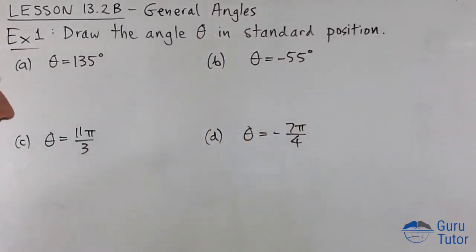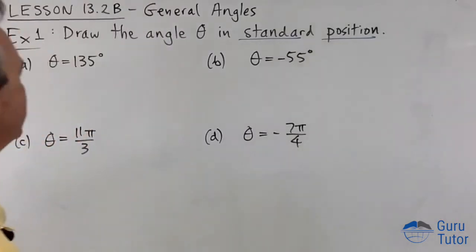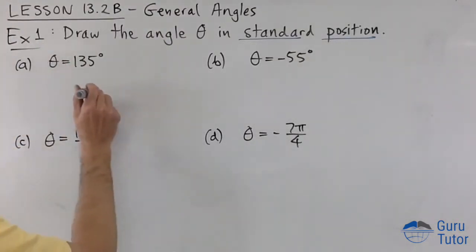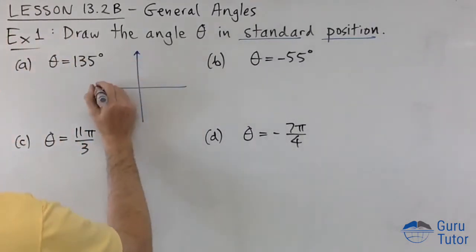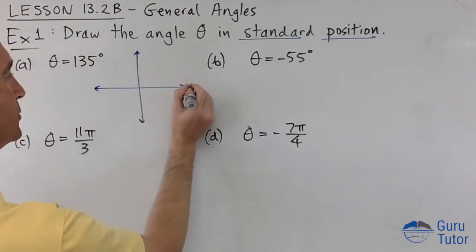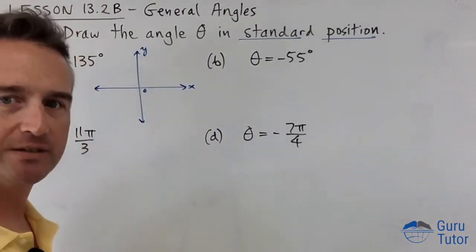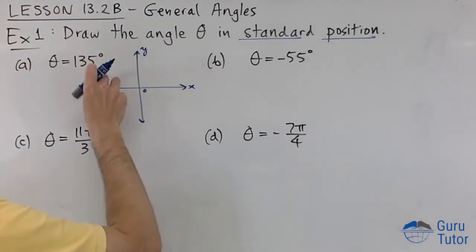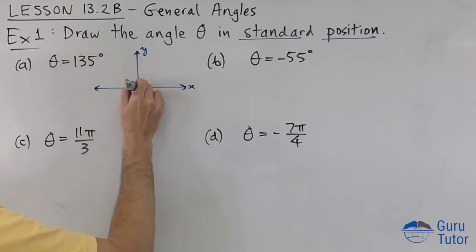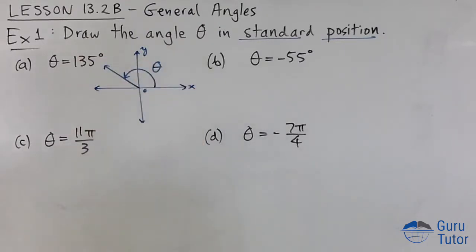Draw the angle theta in standard position. So standard position is going to be on our coordinate plane. A: theta is 135 degrees. We're just going to do a coordinate plane. You don't need a ruler here. This is just a sketch. Nothing's to scale here. We're not going to use a protractor or anything. Theta is 135. So which quadrant is that in is the first thing you've got to figure out. So we've got 0 to 90, 90 to 180. Theta is going to be there somewhere, isn't it? So here is theta. And that's pretty much it.